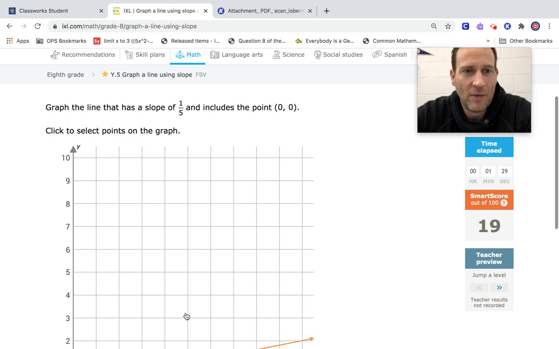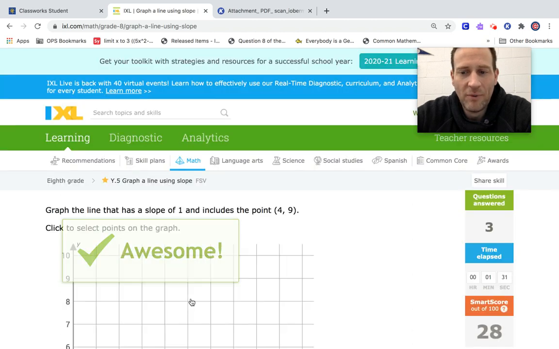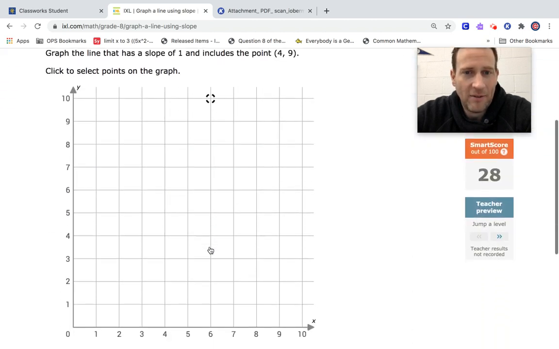Okay, so that one is y5. You can do this one too, an 80 here. So if you do the same thing here, 4, 9. So you're going to graph 4, 9.